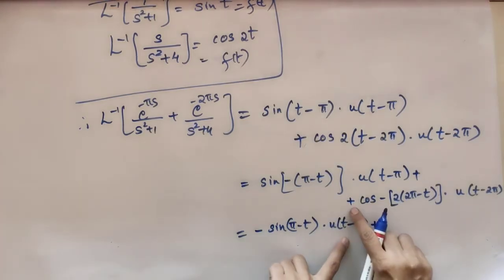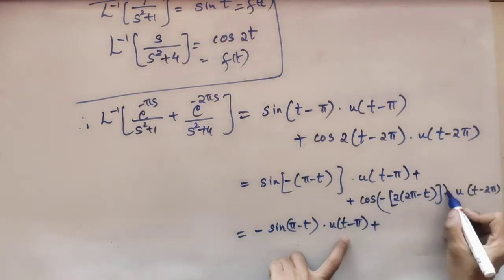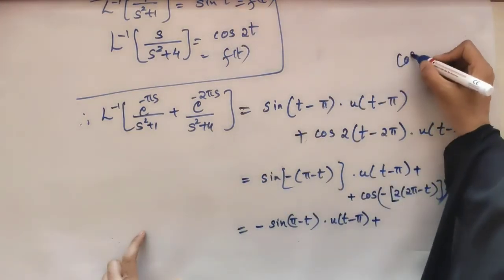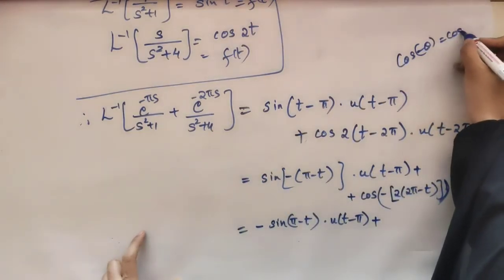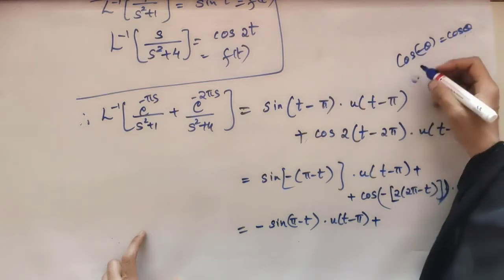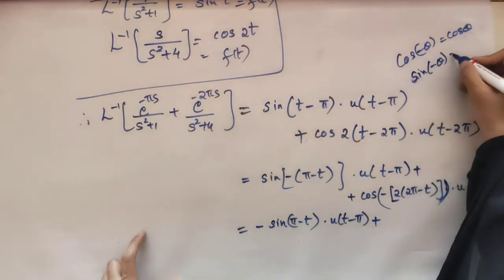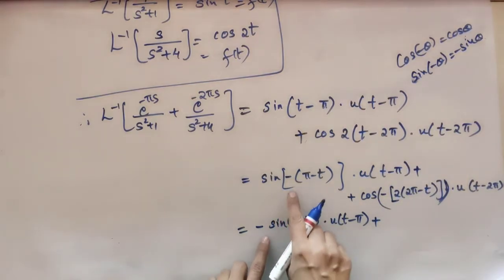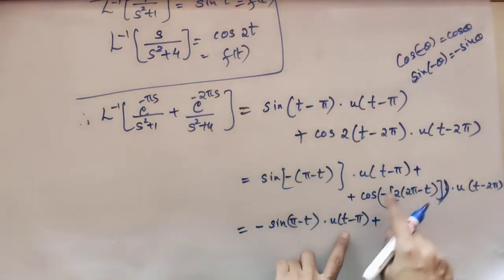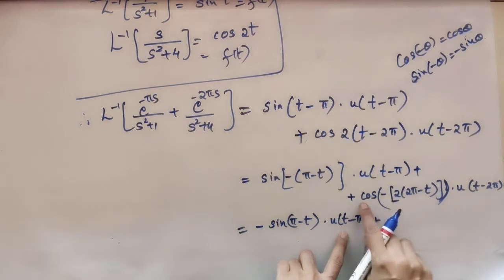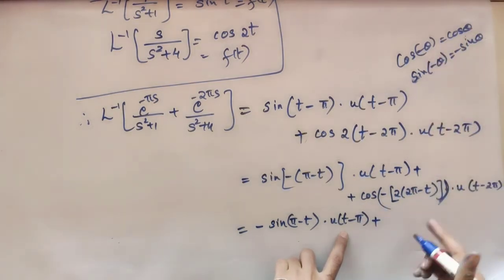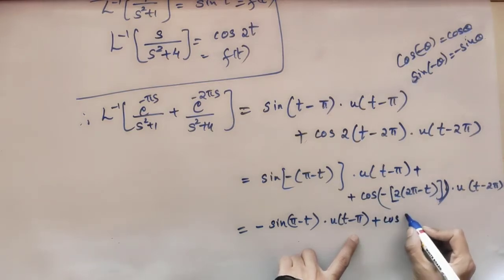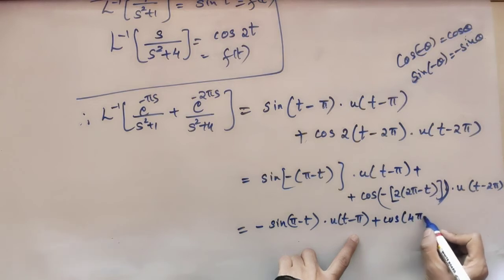plus, now what is cos of minus theta? You all know very well. What is cos of minus theta? Cos of minus theta is cos theta itself. Similarly, sine of minus theta is minus sine theta. Because of that we have taken that minus sign over here, which was here. Similarly, u of t minus pi is there, and here since cos of minus theta is cos theta, using that property this minus sign has no effect at all. So we'll have cos of 4 pi minus 2t.